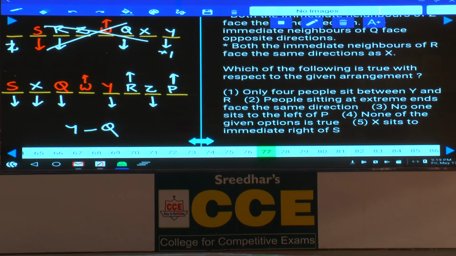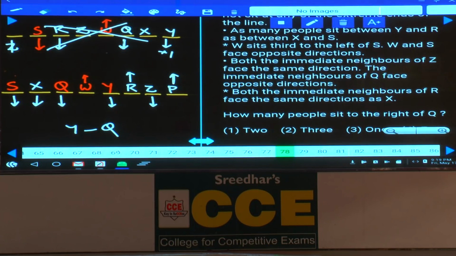Then what is your answer here? None of the above, choice 4. That is question 77. Then question number 78, how many people sit to the right of Q? Now Q is facing south. There are 2 people, S and X, facing the right-hand side, that is choice 1.